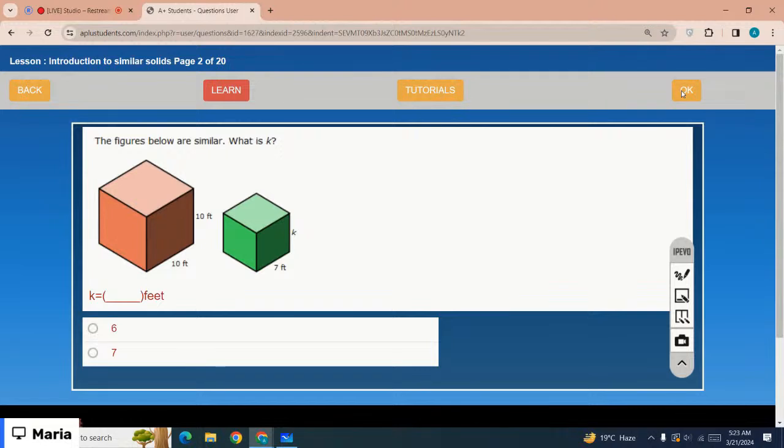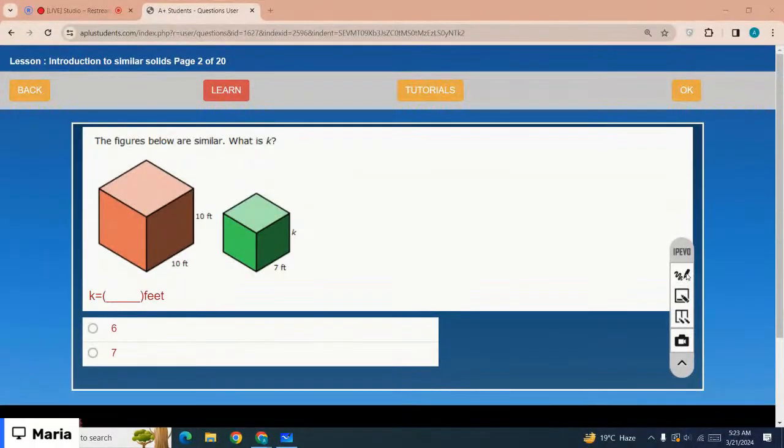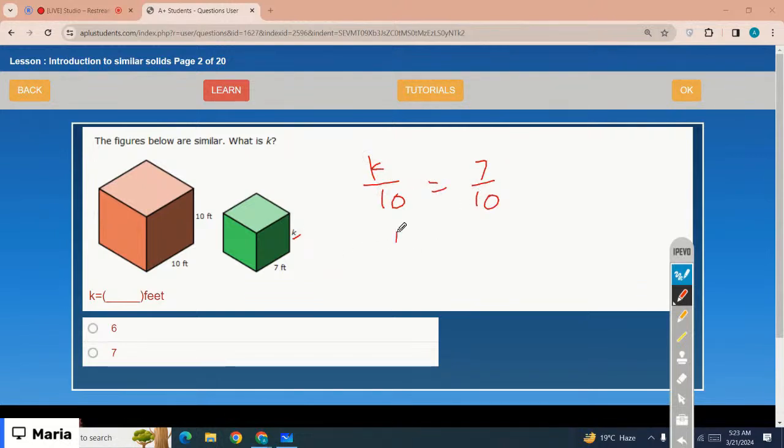The figures below are similar. What do you have to find, right? So how do you find? That is k divided by 10 equals 7 divided by 10. So just do cross multiplication. K equals 7 times 10 over 10. 10 divided by 10 is 1. You are left with 7. That means the missing side is k equals 7.